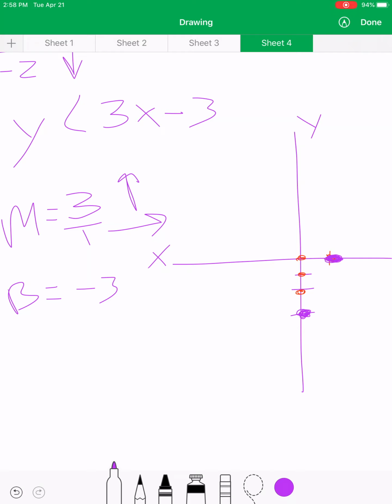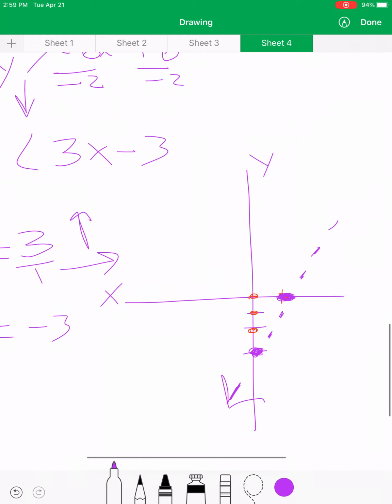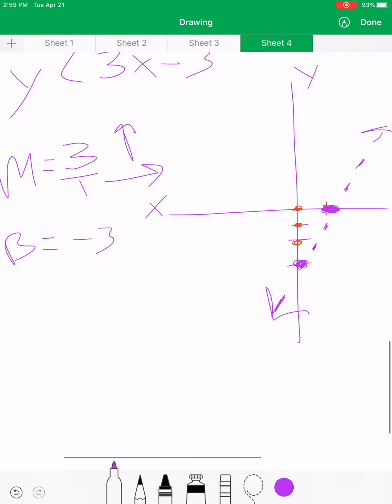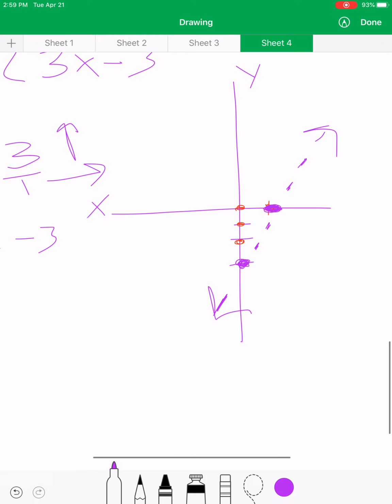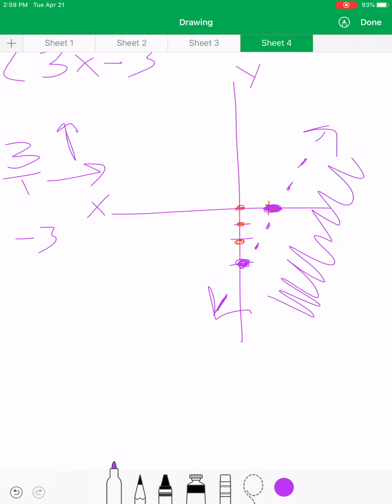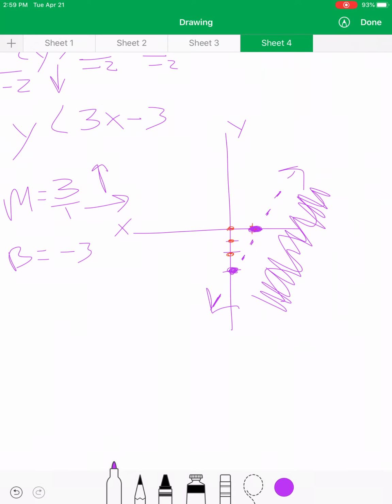Y is less than, it has no dash, so my line, therefore, is going to be a dotted line. And there it is right there. Final equation, y is less than 3x minus 3. If it's less than, we shade below the line. So the shading should be down here, below the line. All right, guys, that's all there is to that.